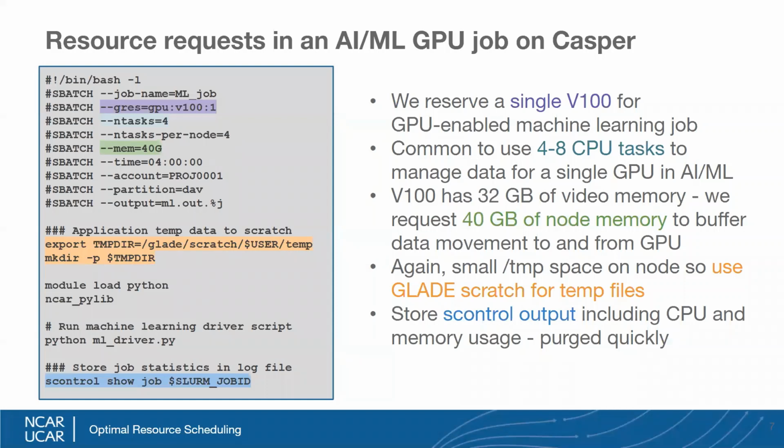Again, that information is purged very quickly. I've seen it disappear, say, 10 minutes after the job has run, at least in the scontrol command. You can get it in different ways from Slurm. But I like to dump that output, since it's so quick to go away, and store it in my logs.